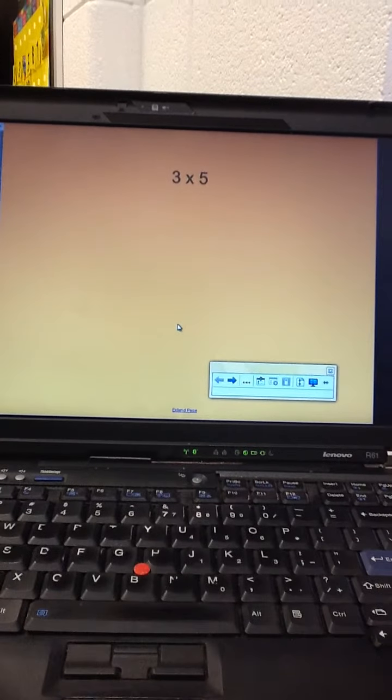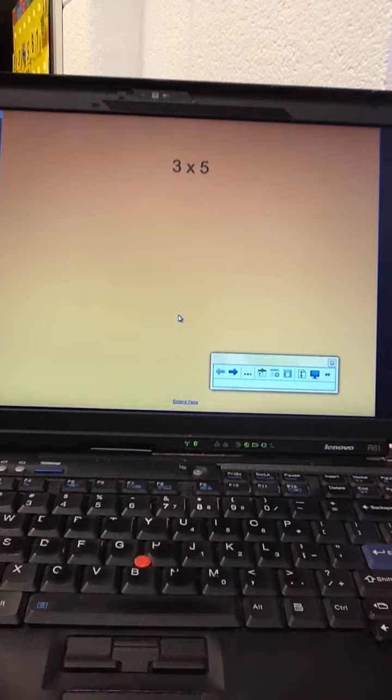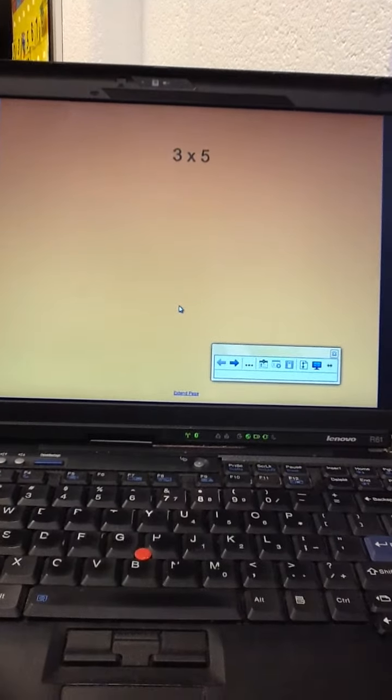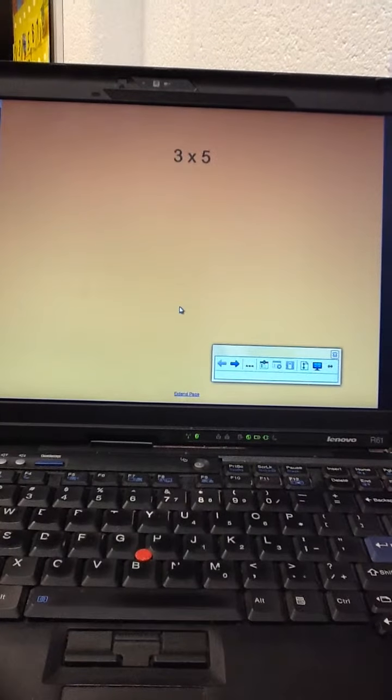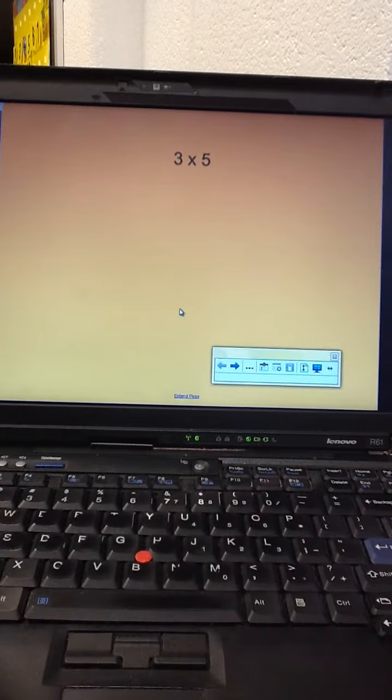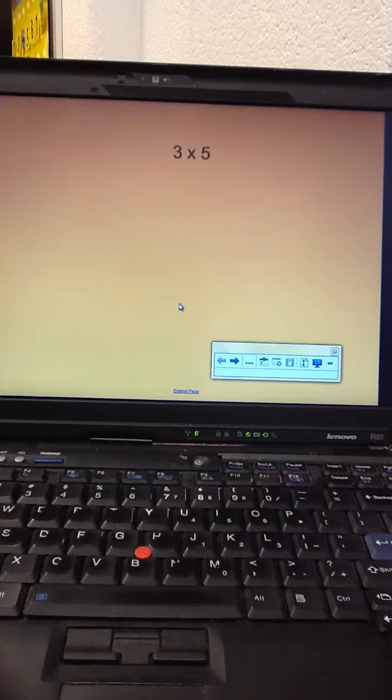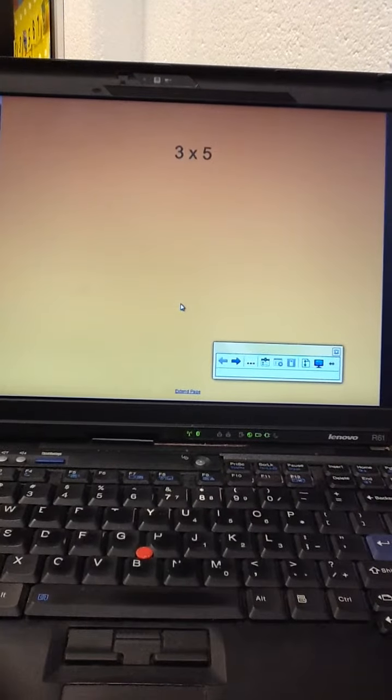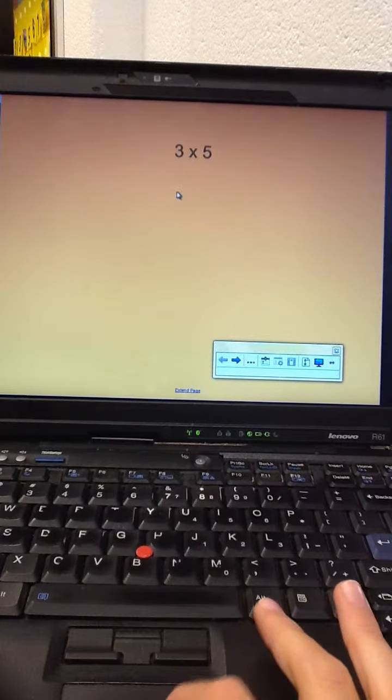Our I can statement is hanging on your Synergy Center outside in the hallway, and it says I can multiply by factors of 10, 100, 1,000, and 10,000. So that's what we're going to work on today. Let's take a look at our first problem.